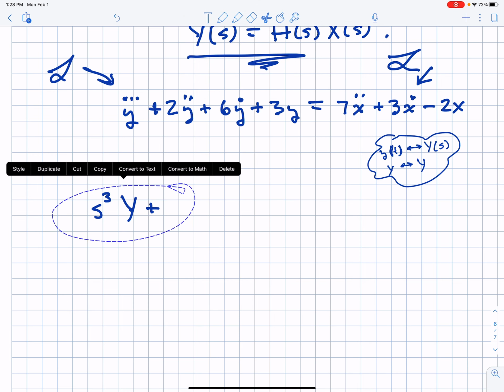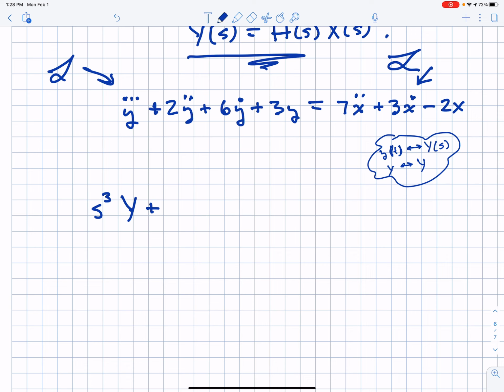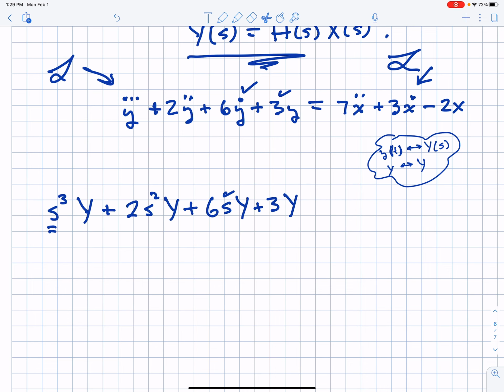Okay, so back to where we were. Third derivative, I get s cubed, and then I multiply by cap Y. Second derivative, I get 2s squared cap Y plus 6sY. You catch what I'm doing? Every derivative gets an s. There's not a derivative on this term, so this would be plus 3 cap Y. So that takes care of the left-hand side of the equation.